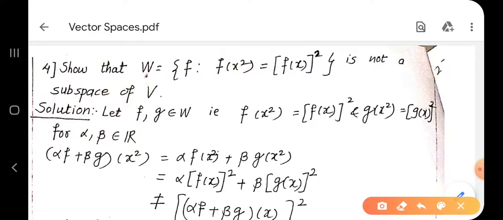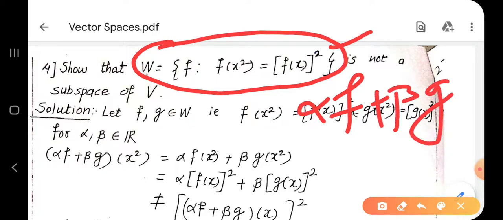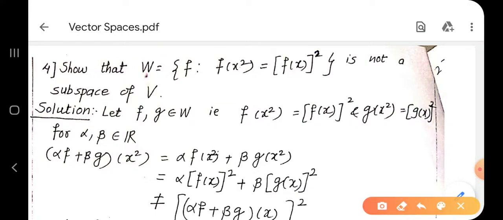So here the next example is: show that W = {f such that f(x²) = (f(x))²} is not a subspace of V. See the condition carefully. Means we have to show that it does not satisfy the condition, that is, αf + βg does not belong to W, or you may take αu + βv. Now f and g belong to W, means f and g both satisfy the condition.